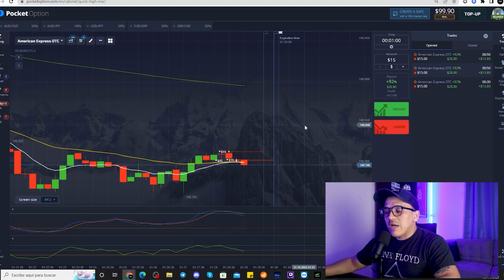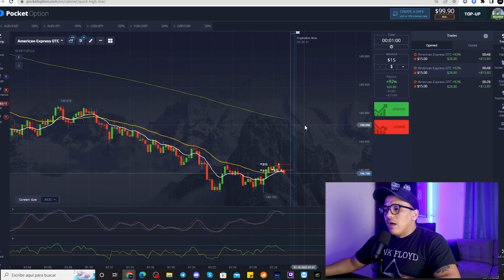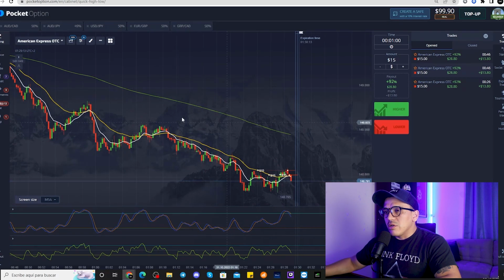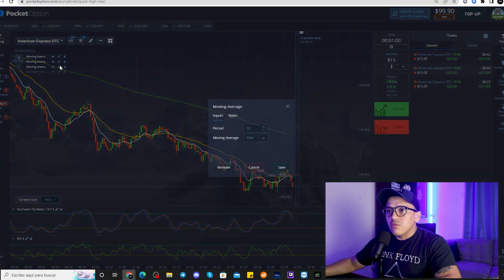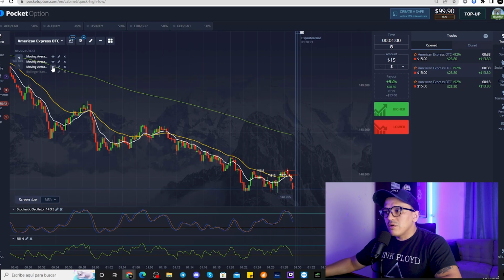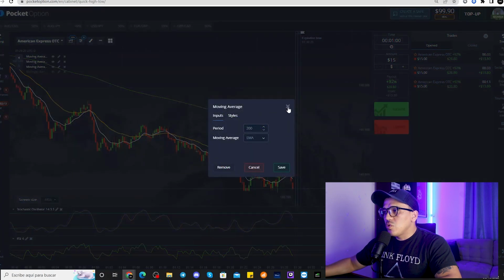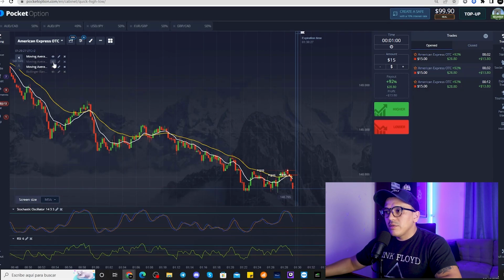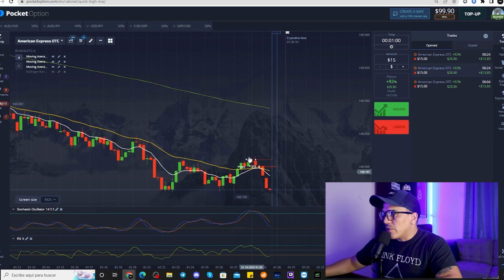First thing that we have to do is use the settings. We are going to use 3 moving averages. Let's check out the settings. We are going to use 1 EMA period 10, this one here, color white. 1 EMA period 200 is the color green, and 1 EMA period 30, color yellow, is this one here. This is the trade that I take.